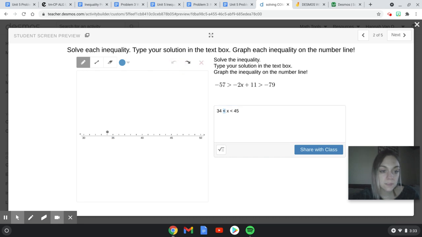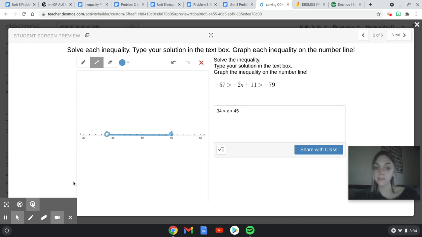I realize I marked on the wrong spot. 34. And then my other number is 45. So I had originally put a 35 here. Make sure yours is at 34. Don't make a mistake like me. And my second circle is going to be around 45. So I've got 34, 45, and my x is anywhere in between 34 and 45. So I'm just going to use this line feature to draw my number line. And that is how you graph an inequality. And that's what this solution should look like.